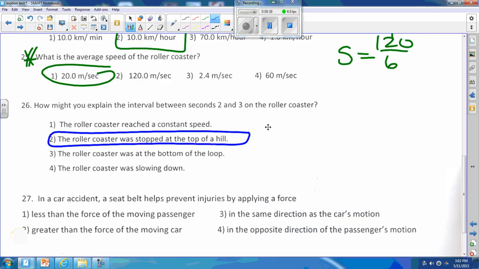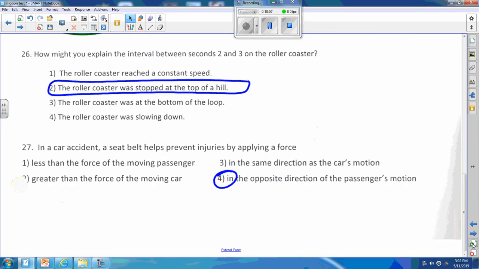In a car accident, a seatbelt prevents injuries by applying a force in the opposite direction because it keeps you there, equal and opposite. It has to be opposite direction of your motion, so it slows you down. For every action, there's an equal and opposite reaction, but for this one, you're going forward. So your inertia wants you to go forward. So you need an unbalanced force to prevent you from going forward. So the unbalanced force would have to be in your opposite direction, so you can stay still.